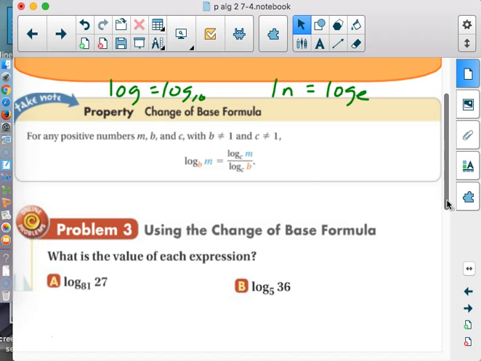And here's what it says. If you have any positive numbers m, b, and c, so we're not talking about negative bases or anything like that. The base is not 1. We've talked about that. 1 to any power is just 1. And c is not equal to 1. Wait a minute. Where does the c business come from?